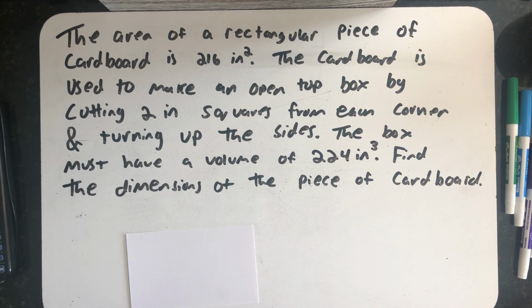I'd like to use a system of equations to solve an application problem. The area of a rectangular piece of cardboard is 216 square inches. The cardboard is used to make an open-top box by cutting 2-inch squares from each corner and turning up the sides. The box must have a volume of 224 cubic inches. Find the dimensions of the piece of cardboard.